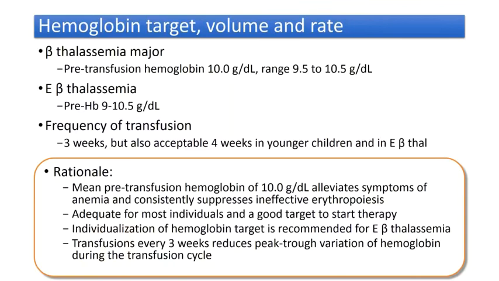The mean pre-transfusion hemoglobin of 10 alleviates symptoms of anemia and consistently suppresses ineffective erythropoiesis. This is an adequate target for most individuals, and is certainly a good target to start therapy, which can later on be modified if necessary. But we also recommend individualization of hemoglobin targets for patients with E beta thalassemia, and the reason to transfuse every 3 weeks is to reduce the peak to trough variation in hemoglobin during the transfusion cycle.